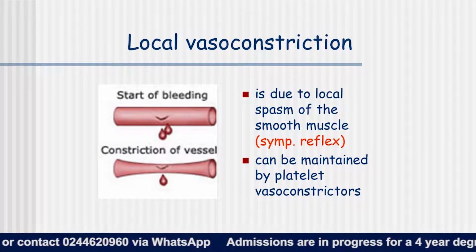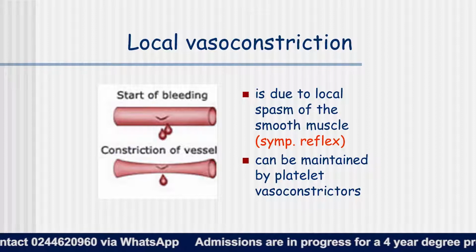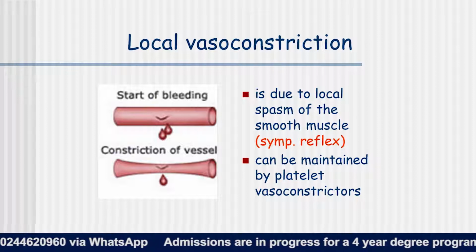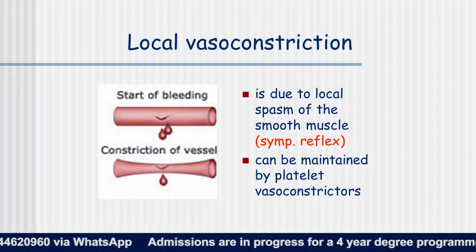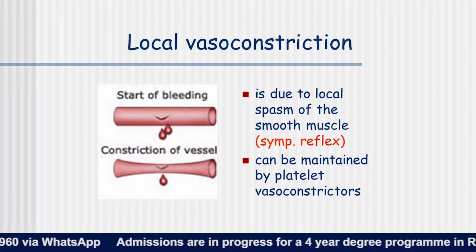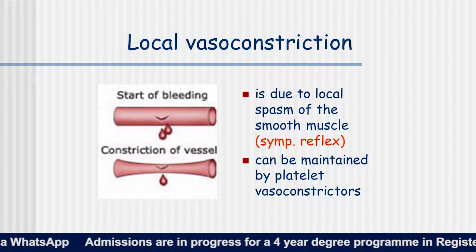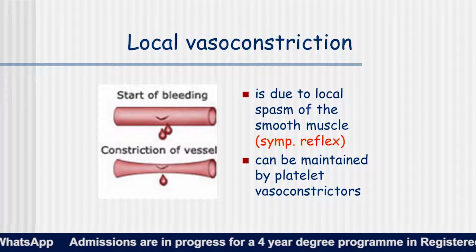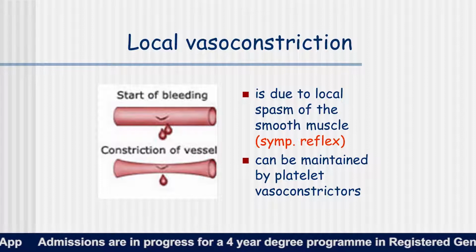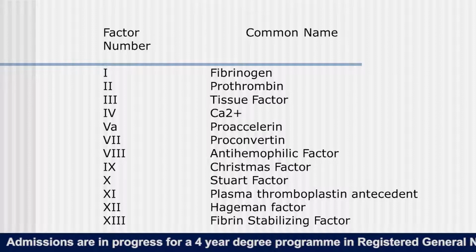So the first thing when there is bleeding is that the blood vessel will constrict. That is vasoconstriction. It is due to the sympathetic reflex actions and also due to local spasms of the smooth muscles of the blood vessels. And that can be maintained by platelets and vasoconstrictors. Now, we have various factors that bring about clotting.